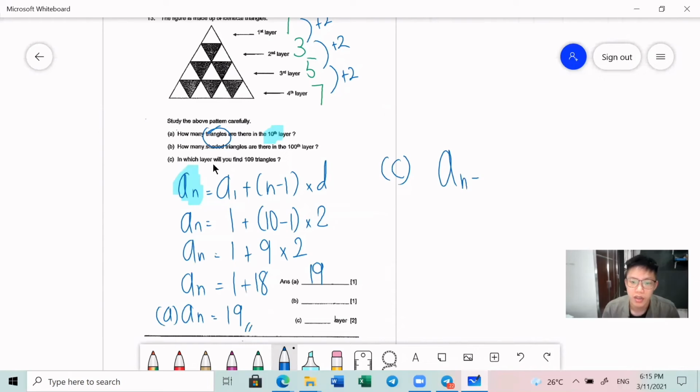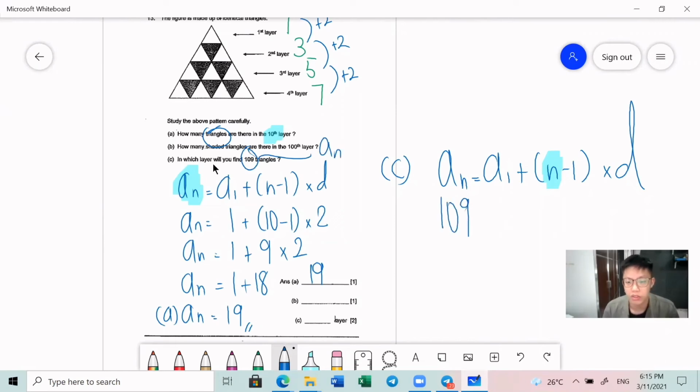Now, as you can see, an equals a1 plus (n minus 1) times d. What do they have over here? They are asking you for the pattern number, and they are giving you 109, and 109 is my an. So I'm just going to put 109 over here. A1 will always be the same, which is 1, plus (n is unknown minus 1) times 2.